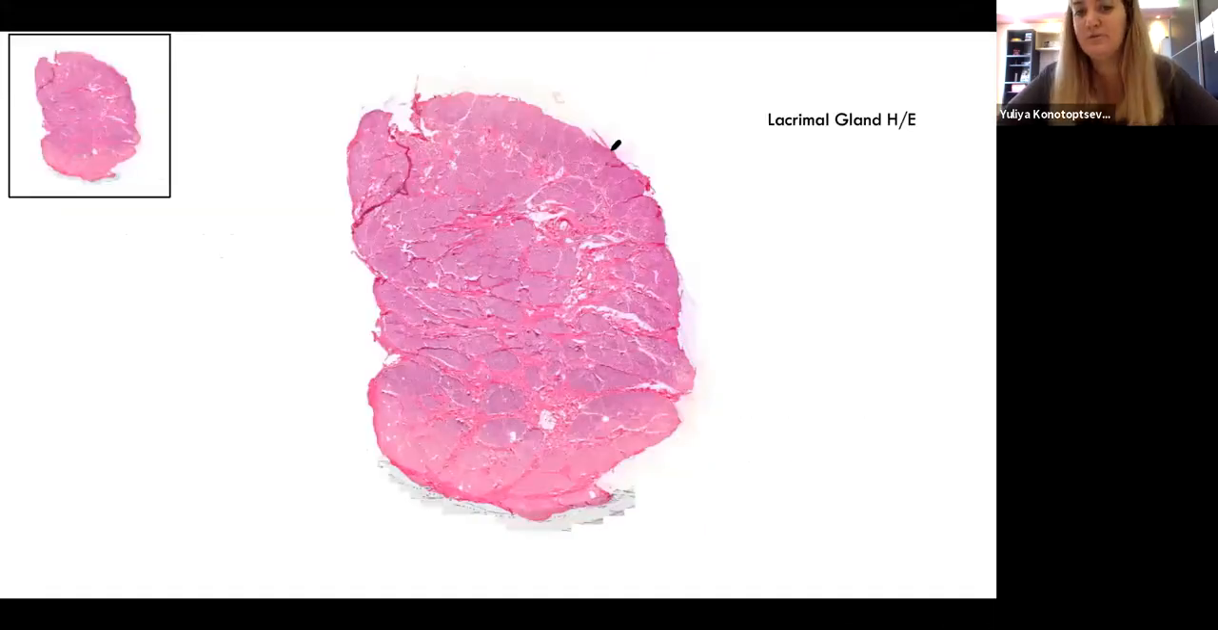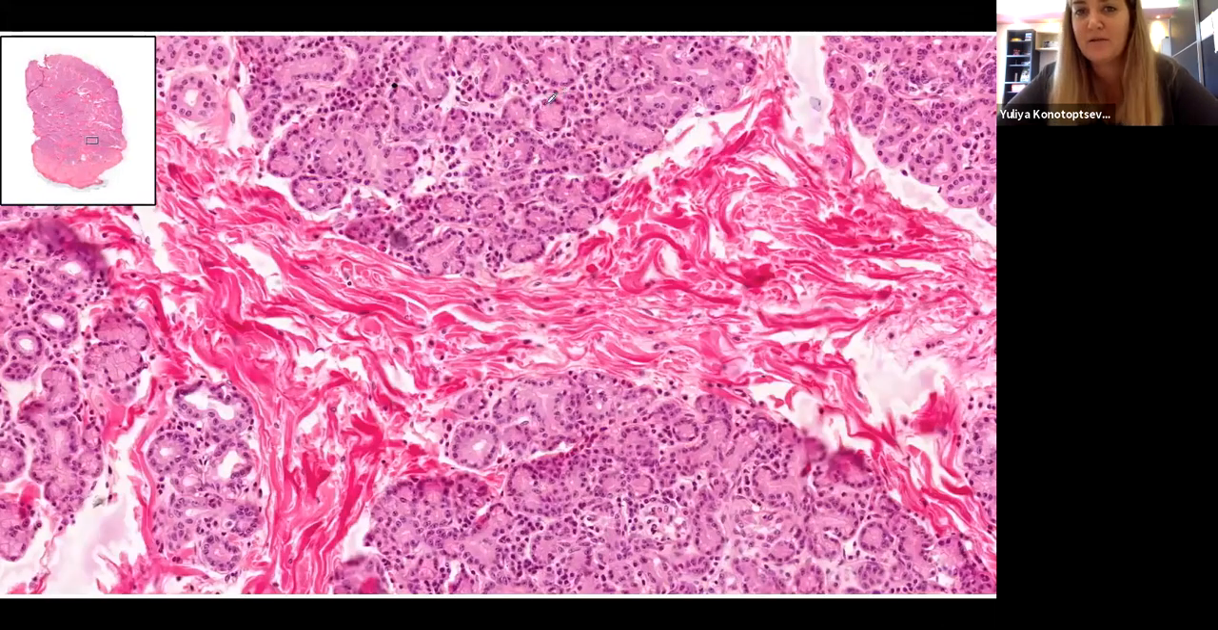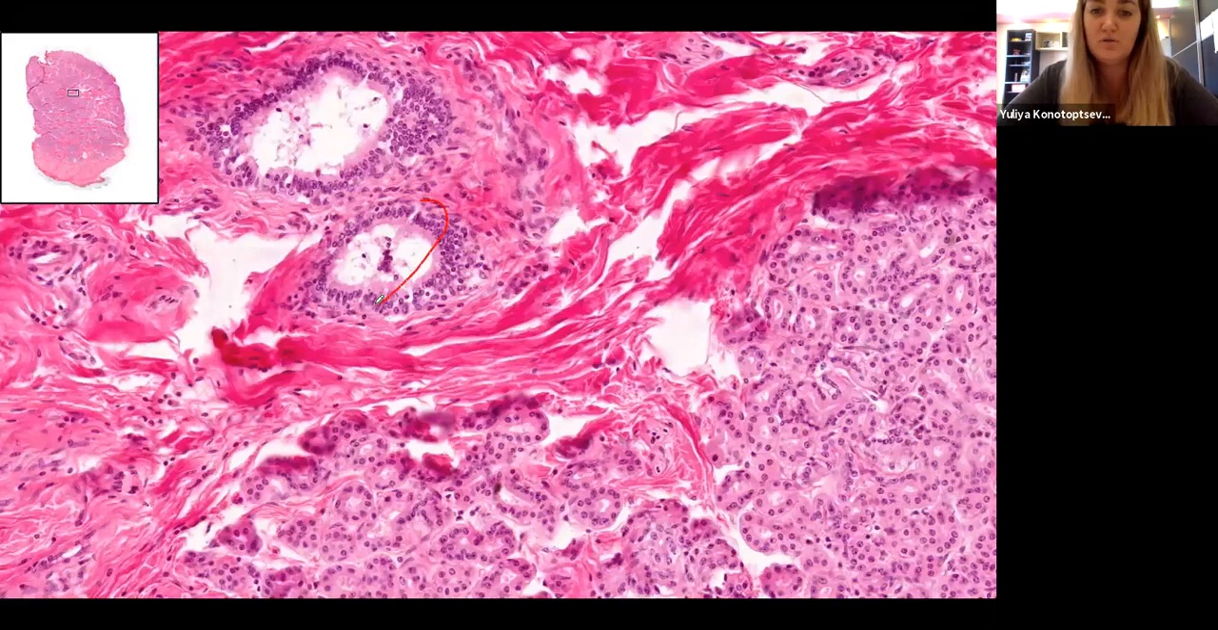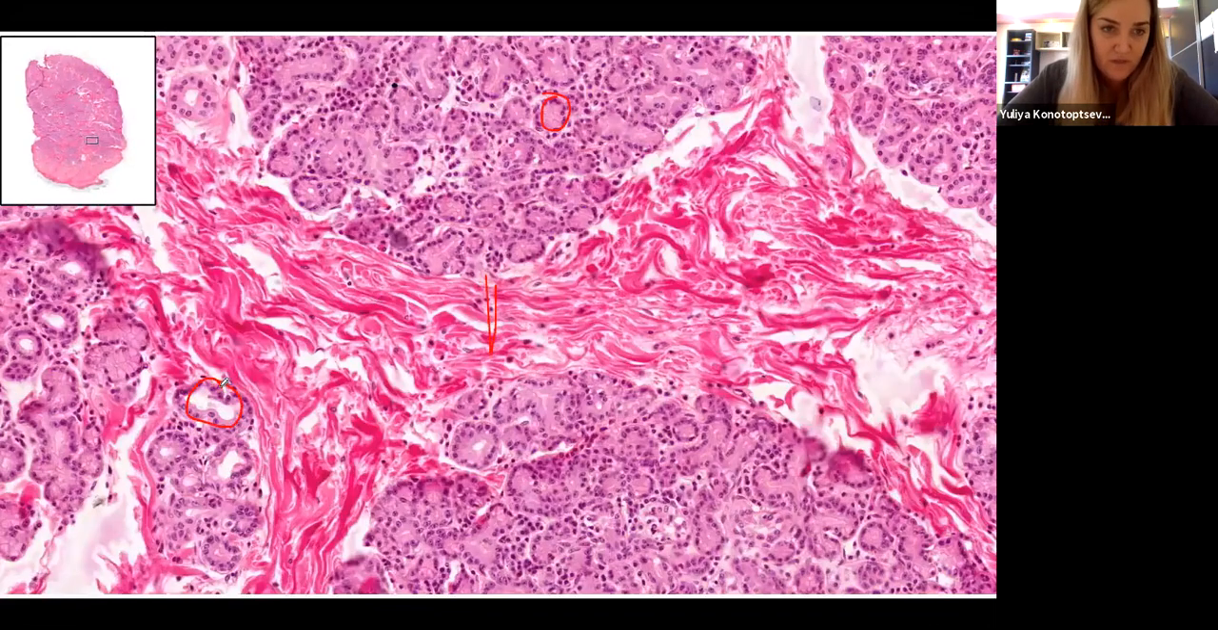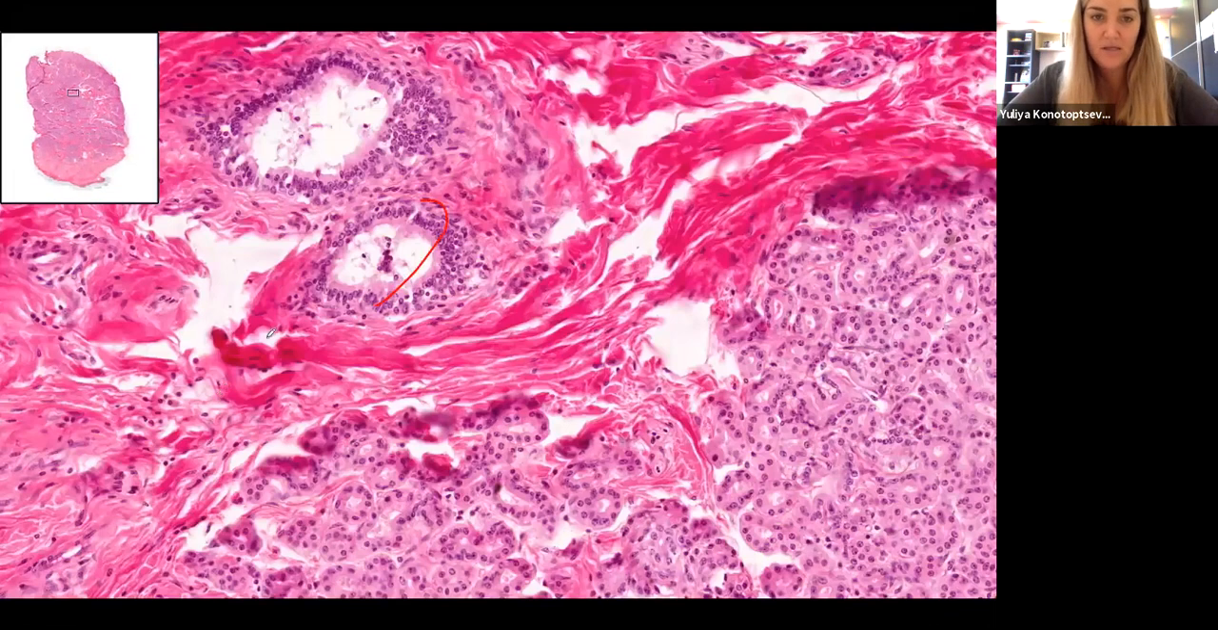Honestly, nothing interesting. It looks like a normal serous gland. These are the serous acini. This is the connective tissue. This is a duct, right? So that's another duct. The difference between this duct and this duct is that one of them is intralobular, one is interlobular, as you remember.